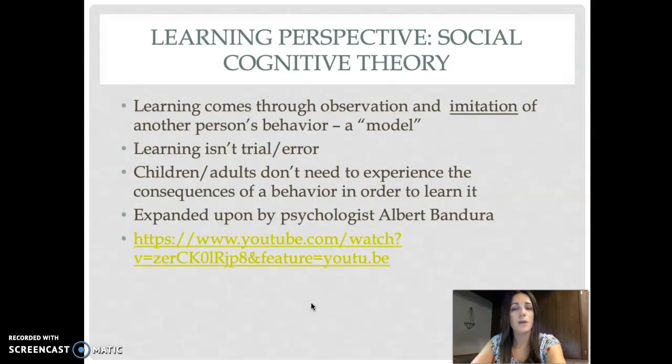Let's see, and now we have also under the learning perspective, we had behaviorism, we talked about that, and now we have social cognitive theory. And that states that learning comes through observation and imitation of another person's behavior or a model. So learning isn't trial and error. There don't need to be these physical or tangible rewards or punishments because the child can actually observe a behavior and imitate it.